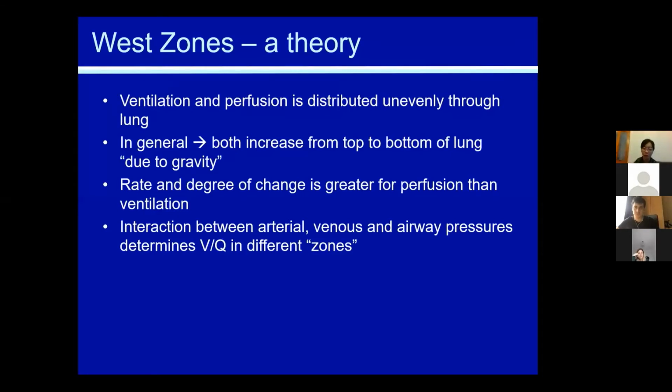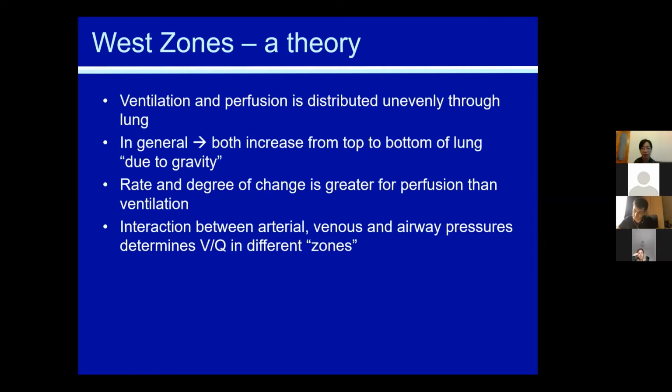At the top, you don't have a lot of ventilation, you don't have a lot of perfusion. But as you go down the lung, there's more gas, more blood. However, the rate of increase for perfusion is more than ventilation. I'm laboring this because it helps you remember how to draw the graph. So the rate and degree of change for perfusion is more than ventilation, so the line is steeper. And then the interaction between the pressures in the arterioles, in the arteries and in the veins and in the airways determines the degree of VQ matching or mismatch in these different zones.